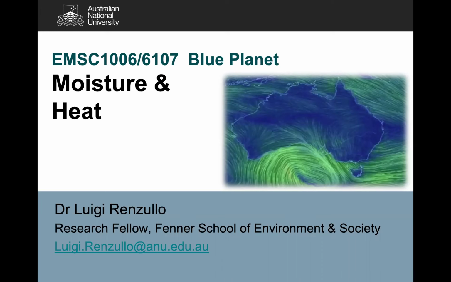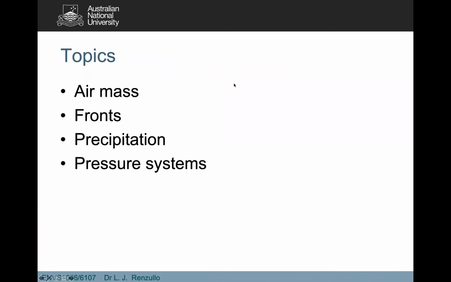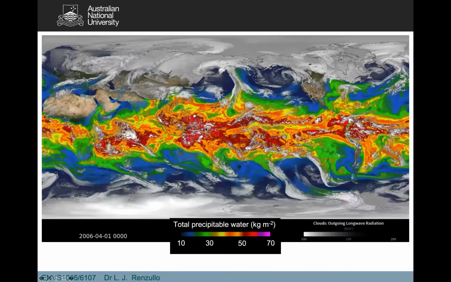My name's Luigi Renzula. I'm going to talk today about the distributions of moisture and heat in the atmosphere and how they can lead to weather. I'll cover topics such as air mass and what happens when air masses meet and create fronts, and how those fronts can lead to precipitation. And finally, how these air masses move around the planet under the pressure variations of the Earth's surface.